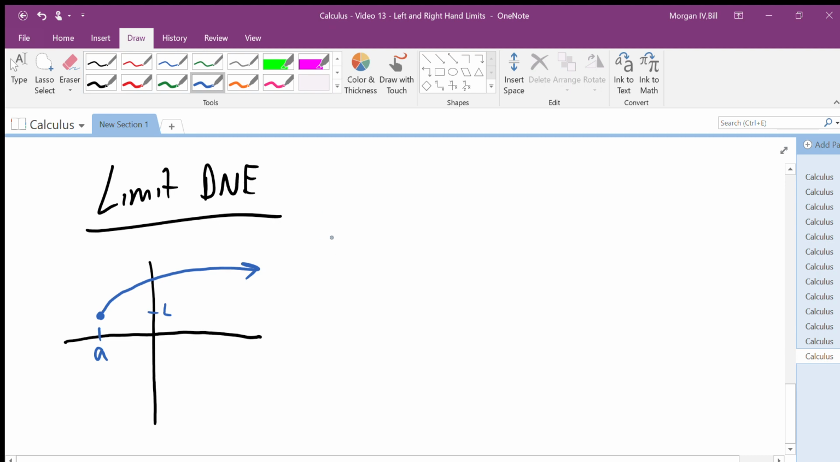So for example here, the limit as x approaches a, the overall limit of our function, let me just go ahead and name this function. Let's call it the square root of x plus 3, plus 1.